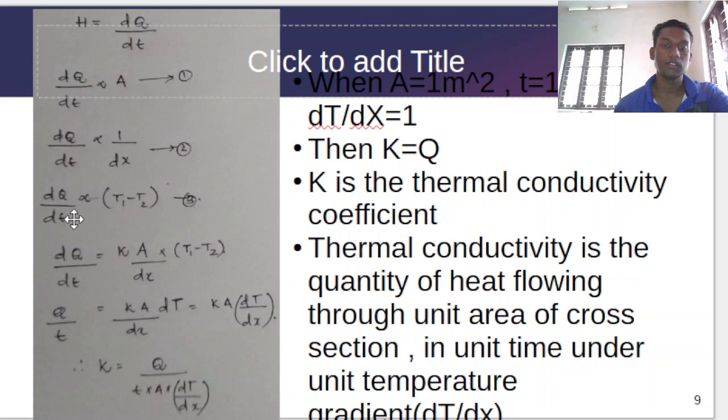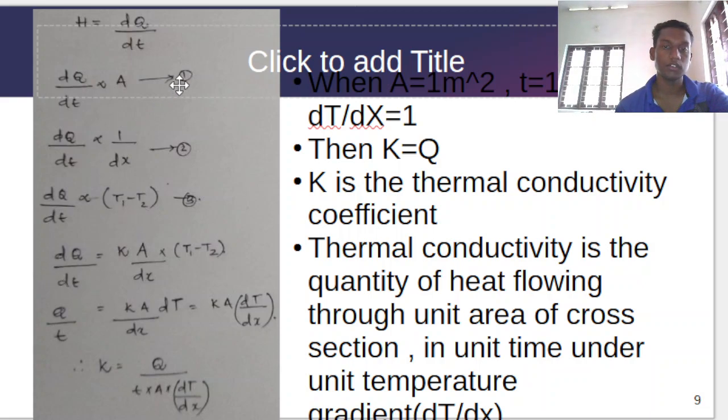Lastly, this rate of heat transfer is directly proportional to the difference in temperature. That means if the difference is 37 degrees in one situation and in another situation the difference is around 40 degrees, then the heat transfer occurs more in that 40 degree situation. So we can understand that this heat transfer will be directly proportional to the difference in temperature.